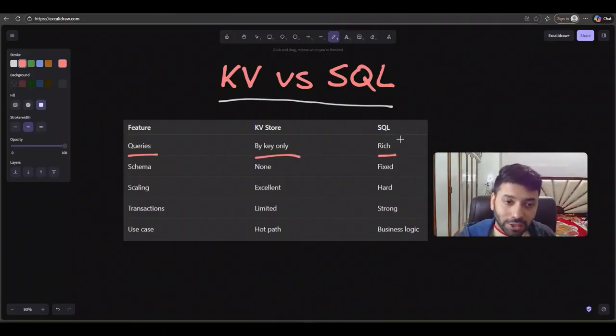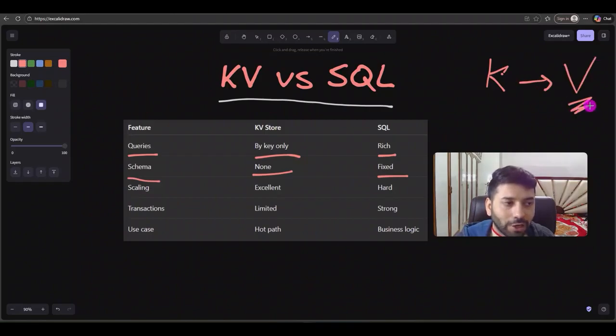So SQL is rich in queries, whereas when we talk about key value database you can query only based on keys. Next, talking about the schema. In SQL we know we have the fixed schema, correct? So SQL is famous for fixed schema and then relation between different tables using the keys, joins, ACID properties, whereas in key value database there is no schema. Corresponding to a key you can keep any value. So in value you can keep anything. So there is no fixed schema.